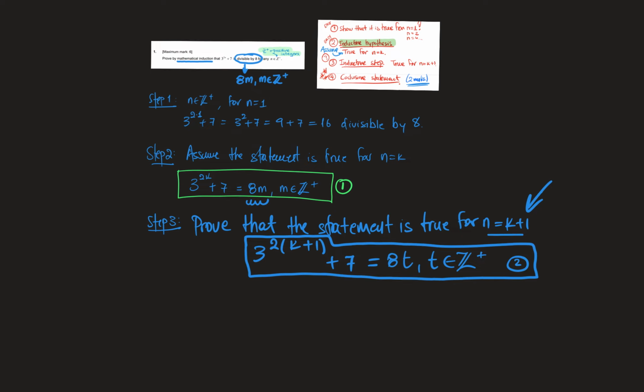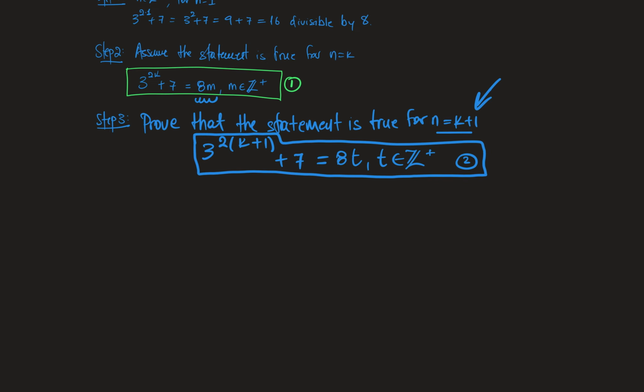So what I'm going to do, I'm going to start with the left hand side, and I will try to go from the left hand side to the right hand side, or the other way around. The left hand side is the one that has more information, so I'm going to start with it, and I'm going to have 3 to the power of 2 times k plus 1, which is equal to 3 to the power of 2k plus 2.